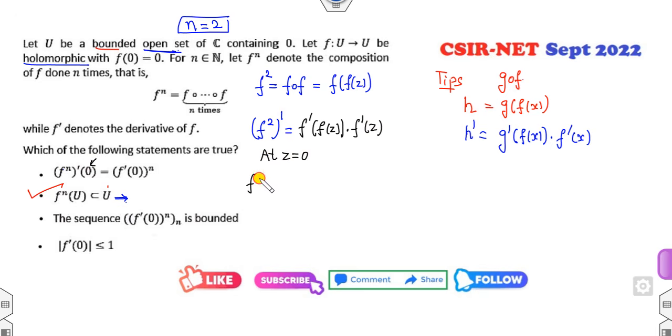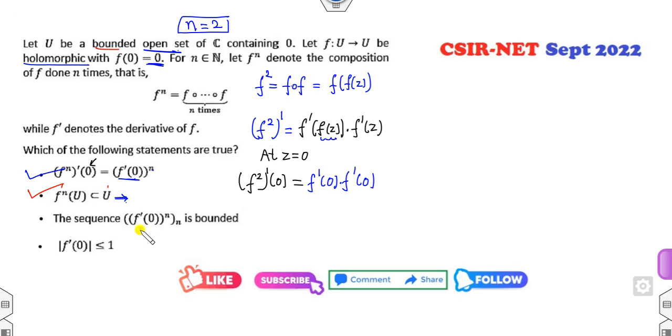So the left hand side will be f square derivative at 0. What is this number? F of 0. What is the f of 0? It is 0. F dash 0 into f dash 0, that is f dash 0 square. This property is also satisfied. Now look at the third and fourth option, f dash 0. Now look at the fourth option firstly. Which thing comes to your mind when f of 0 is 0 is given to you and its derivative modulus? By using the Schwarz lemma.